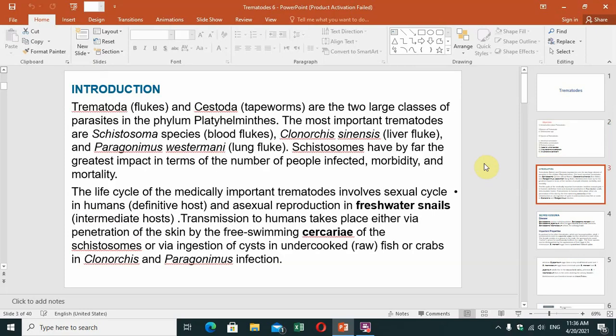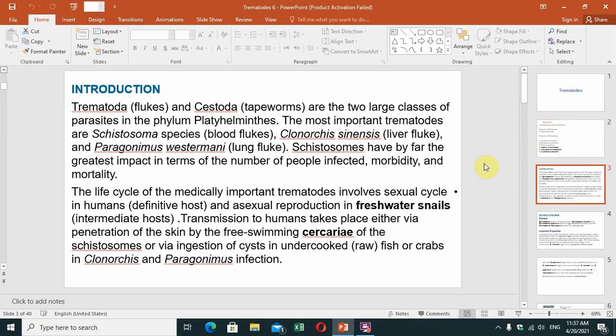بالنسبة إلى التريماتود أو ما يسمى أيضا بالفلوكس and the cestode tapeworm are the two large classes of parasite in the phylum Platyhelminthes. The most important trematodes are Schistosoma species اللي نسميها البلاد فلوكس, Clonorchis sinensis liver fluke, and Paragonimus westermani اللي هي lung fluke. Schistosomes have by far the greatest impact in terms of the number of people infected, morbidity, and mortality.